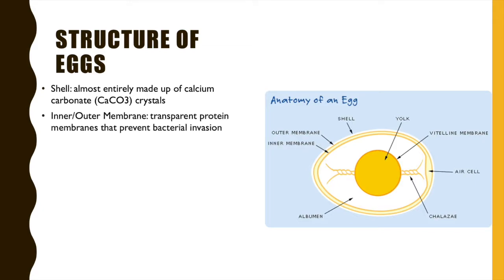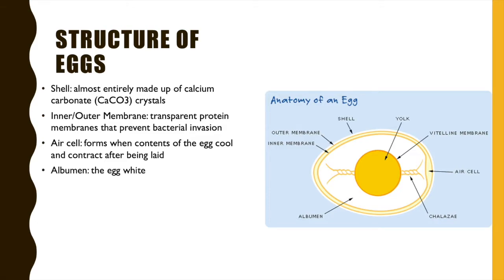Next, between the shell and the egg white are the inner and outer membranes, which are transparent protein membranes that prevent against bacterial invasion. These are pretty tough layers as they're made partly of keratin, a protein found in human hair. Between the outer and inner membranes at the egg's larger end is the air cell. The air cell is an airspace that forms when the contents of the egg cool and contract after the egg is laid. As an egg gets older, the air cell grows larger.